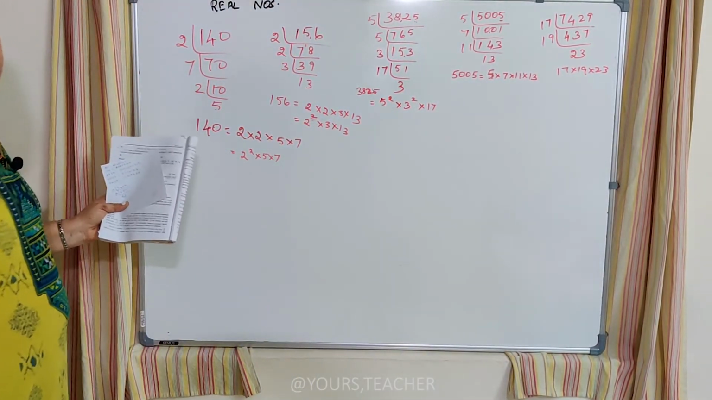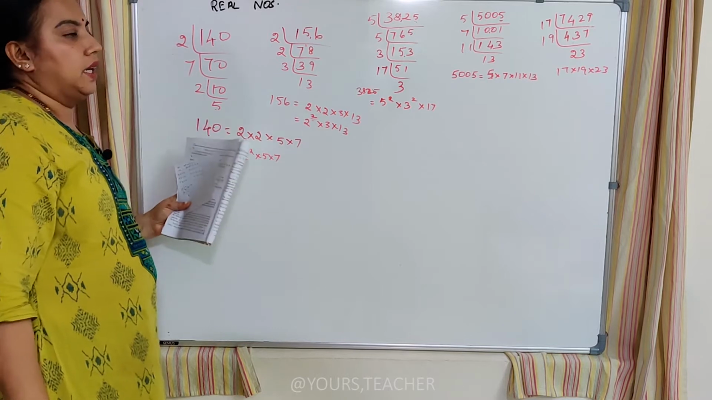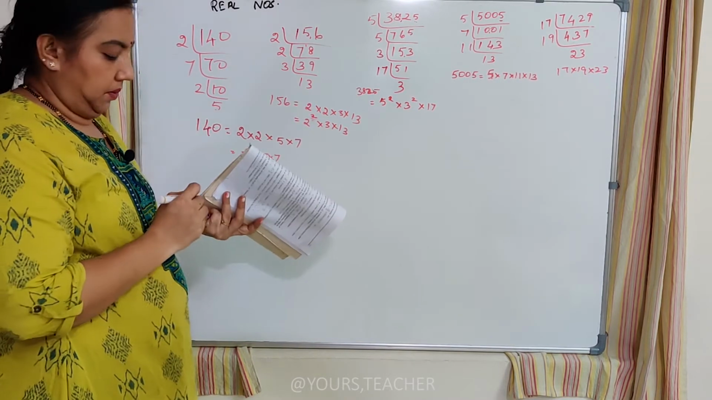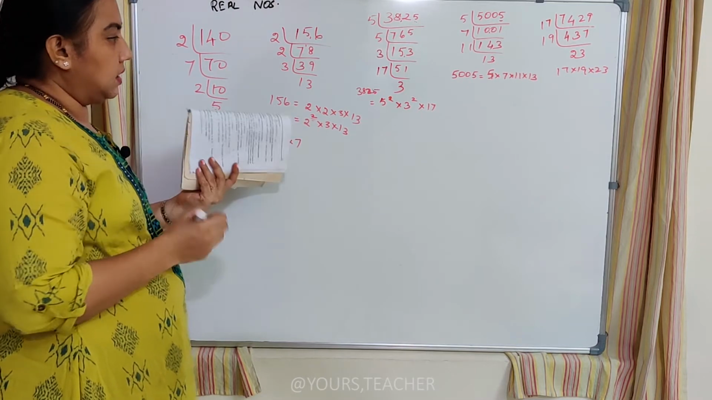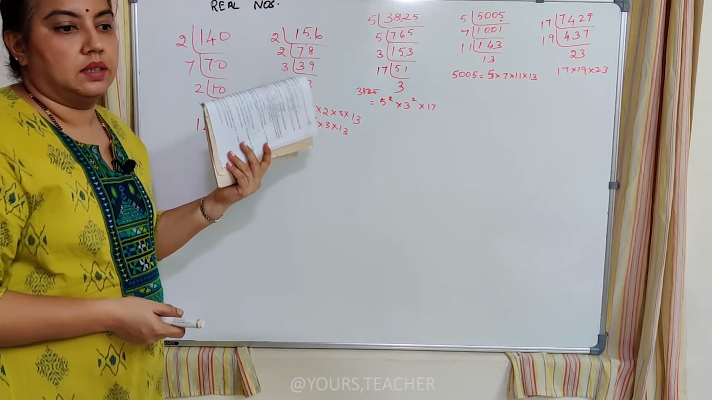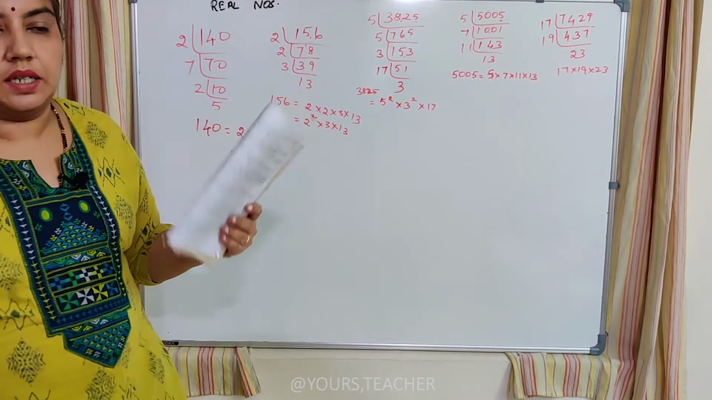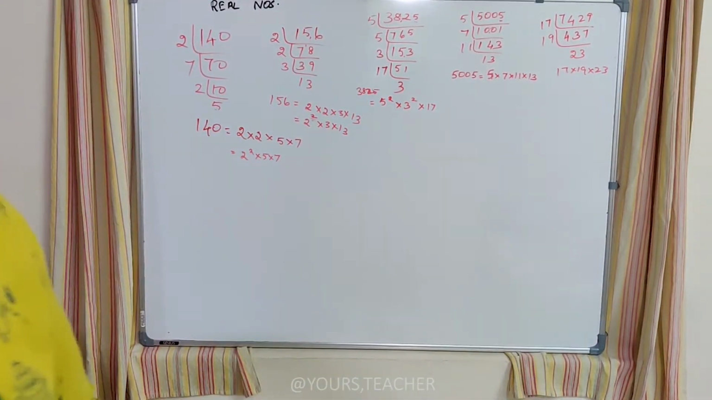That's all. So this is the basic way to find the factors of any given number. Okay. Instead of doing all this factorization, we are continuing with Euclid's division lemma.